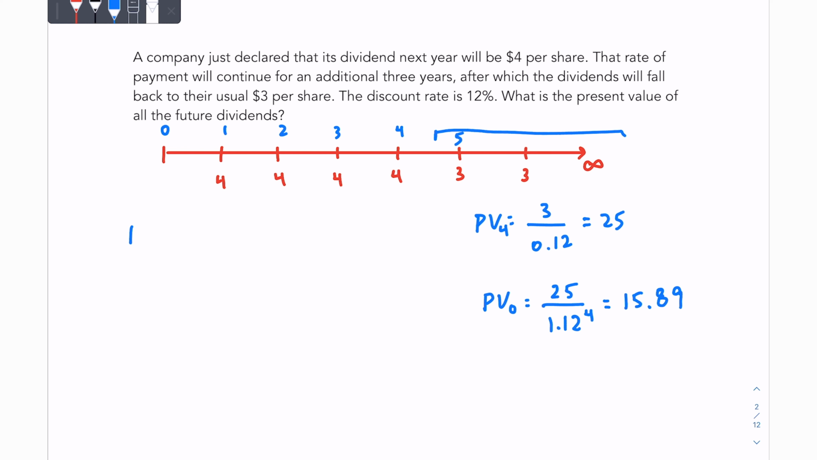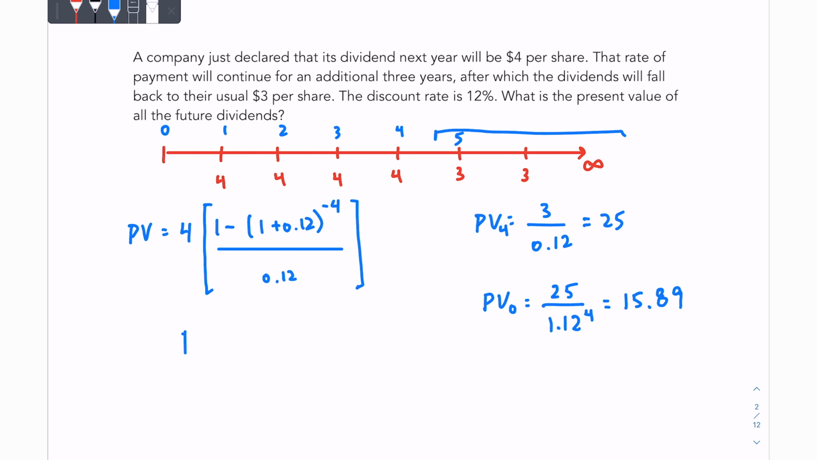For this one, I'm going to use my ordinary annuity formula. So the payment is 4. I multiply it by 1 minus 1 plus the discount rate to the power negative n. So negative 4 in this case, since there are 4 payments, divided by 0.12. And for this, I get a present value of 12.15. And this is a present value at time 0 since the payments began at time 1.